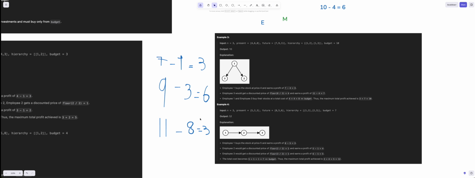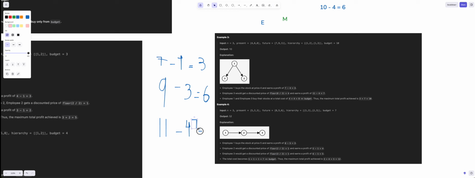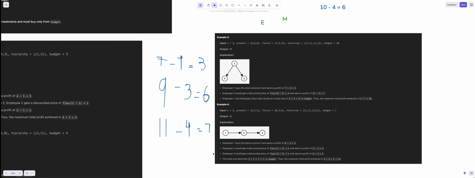And then how about the third employee? We are going to buy at the discount price, which is 4. So 11 minus 4 is going to be 7. Okay, that is a very good option. And then if we calculate that, 4 plus 4 is 8, and 8 plus 3 would become 11, which is over the budget.